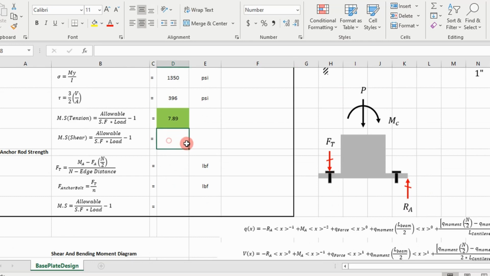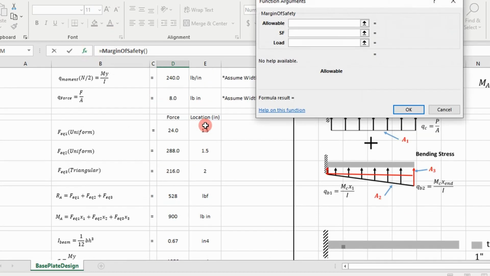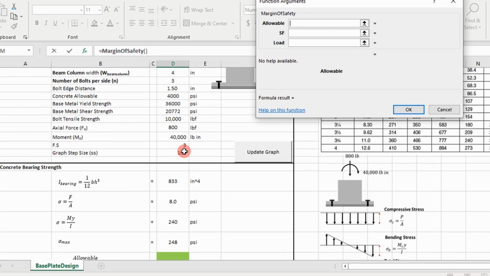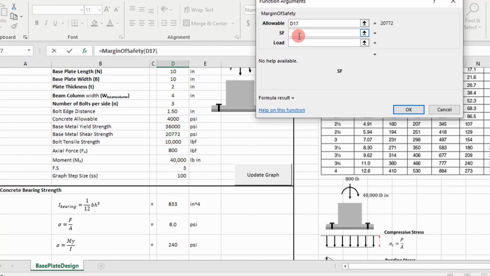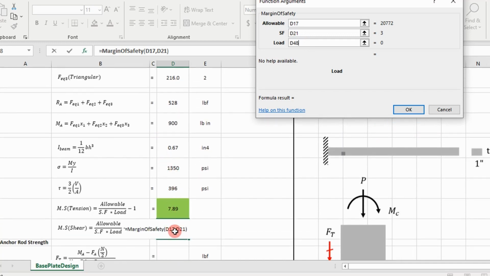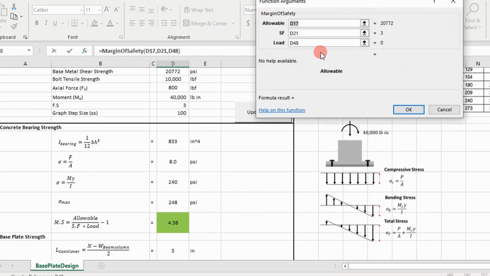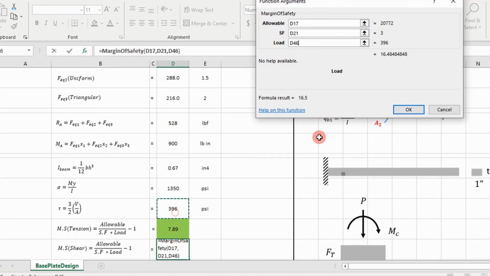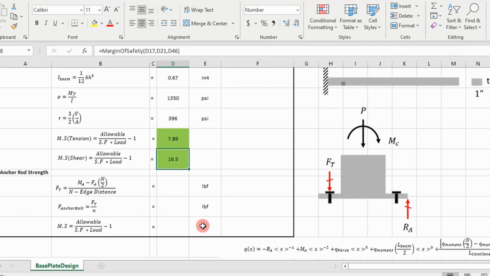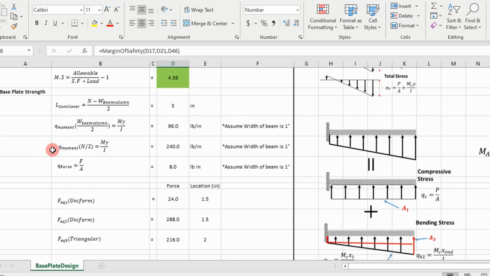So our margin of safety for this is going to take our shear allowable, which is this value, our factor of safety, and then our load. Click the wrong value there. Our load is going to be right here. And so our margin of safety is positive. So that's great. So we've concluded our cantilever beam analysis of our base plate.